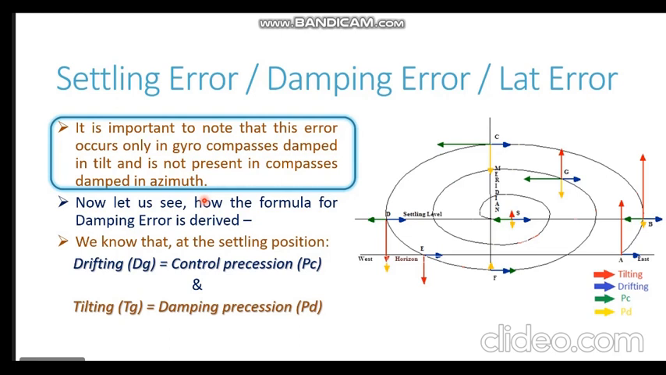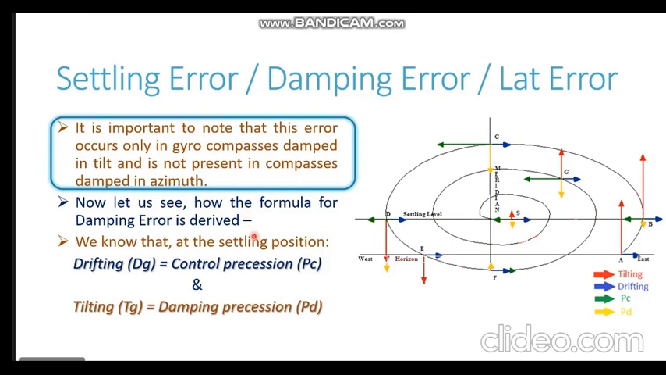When they provide you a numerical, they mention to you whether the compass is damped in tilt or damped in azimuth. And accordingly, we have to see whether the settling error, damping error will be present in that compass or not. Now, let us see the derivation of the formula, how the damping error formula is derived, and it helps us to calculate the exact value of the damping error.